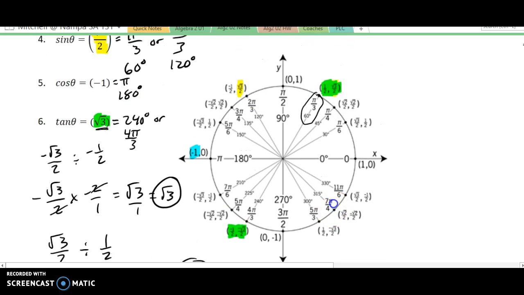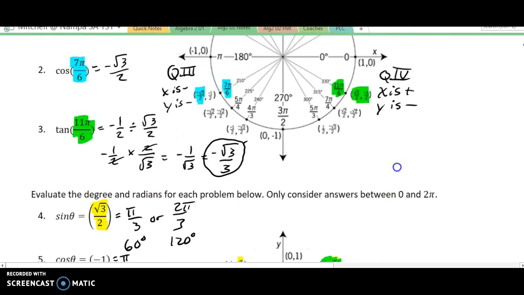Hopefully that helps you understand how to use the coordinate system here with the unit circle. This is something that in later classes you're going to have to memorize and solve some pretty difficult problems with. So make sure you get really used to it now so it's not as difficult later.